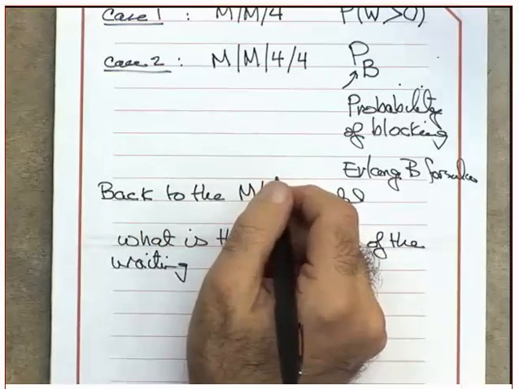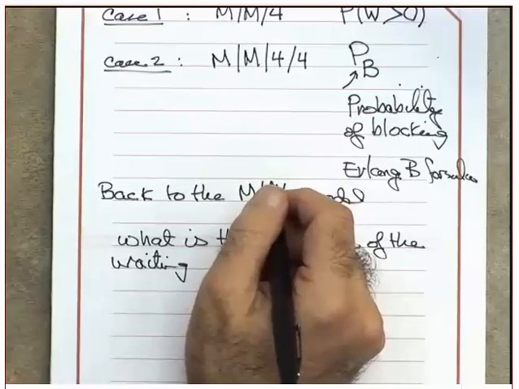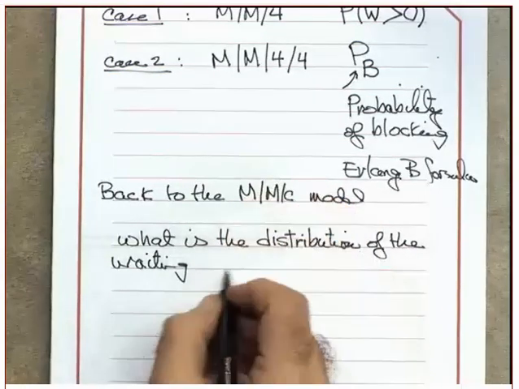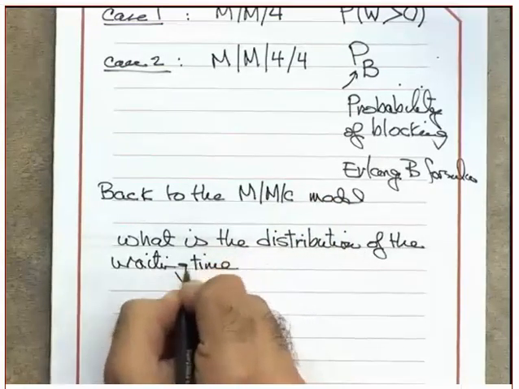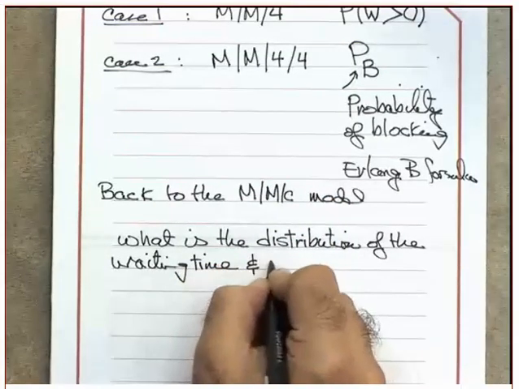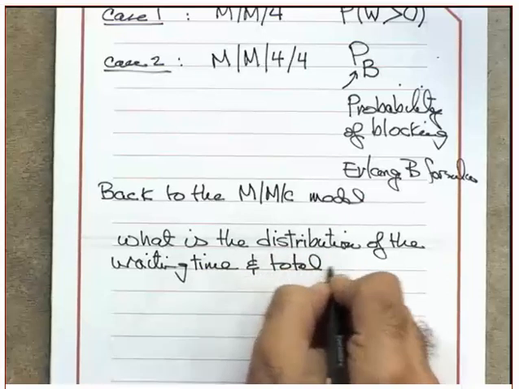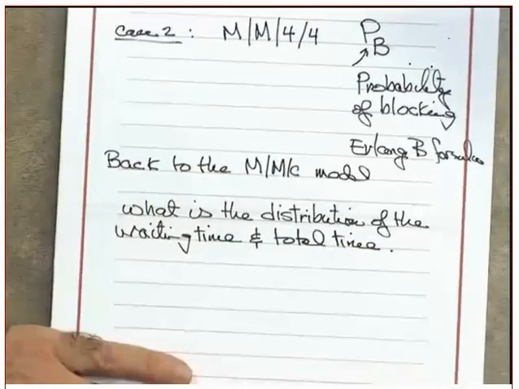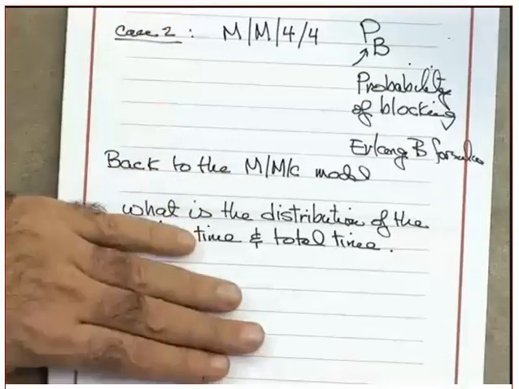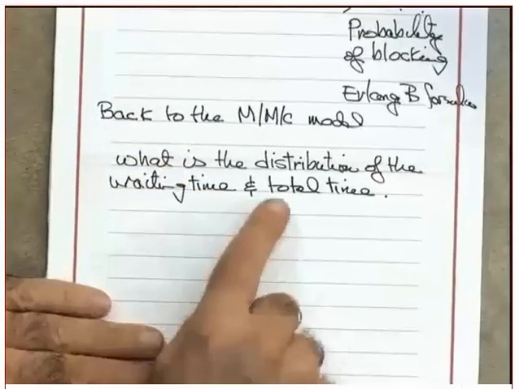From the averages, can you find the distribution? Of course not. But from the distribution, can you find the averages? Okay. I want you to find the distribution of the waiting time and the total time. I will only show you the first one. I will let you do the second one at home. Clear?